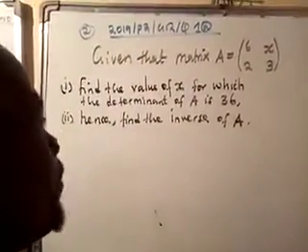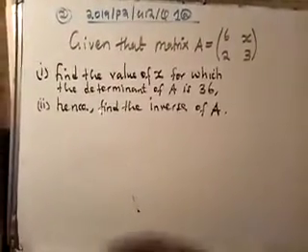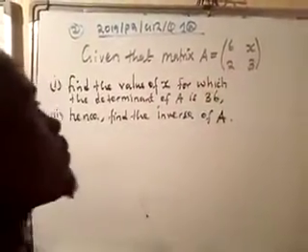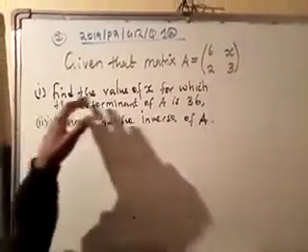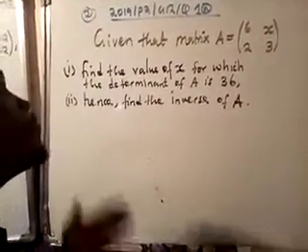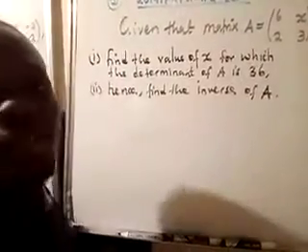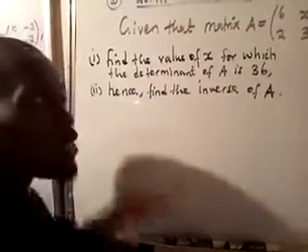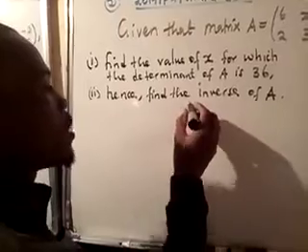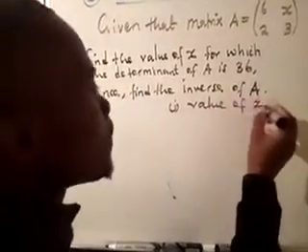So we continue with 2019. Here they are saying, given that matrix A is this one, and they want you to find the value of x for which the determinant of A is 36. Hence, find the inverse of A. So sometimes the determinant can be given. Then you just find the missing value of x. So you indicate, number one, we are finding value of x.